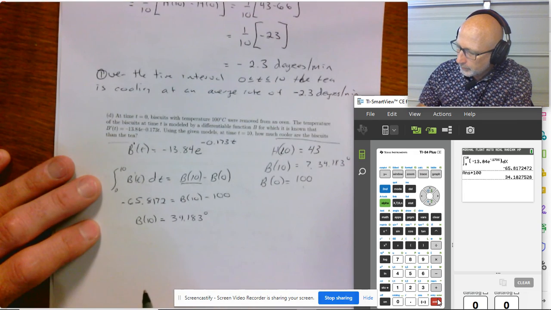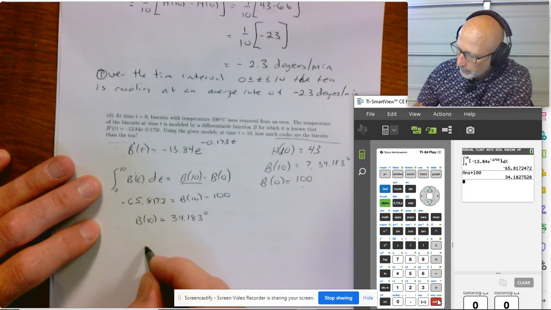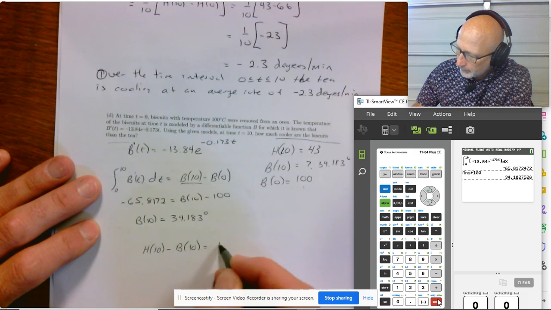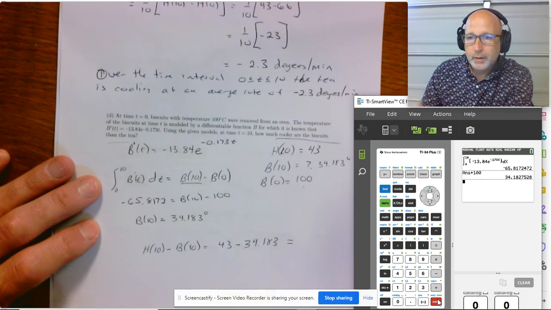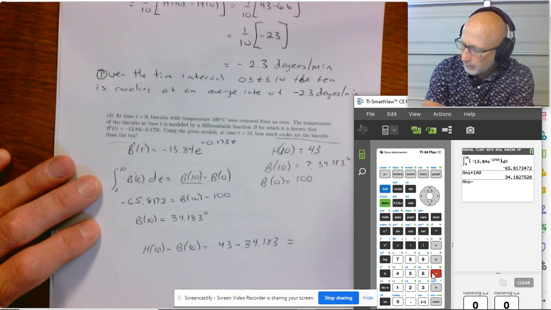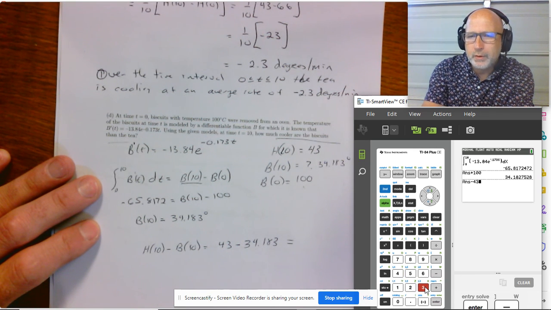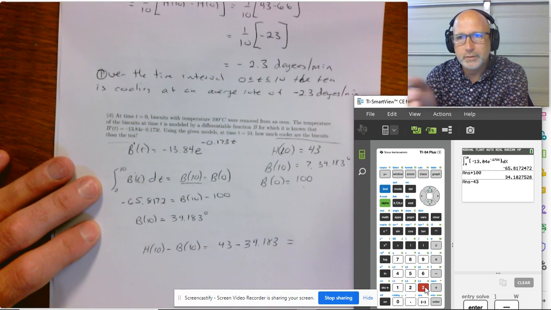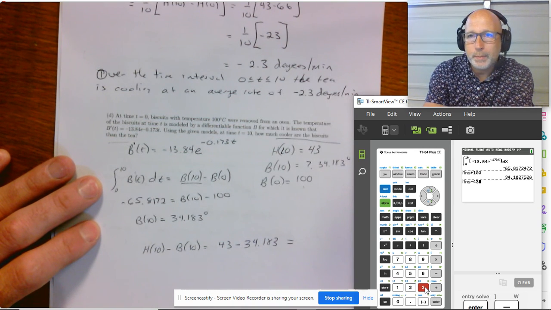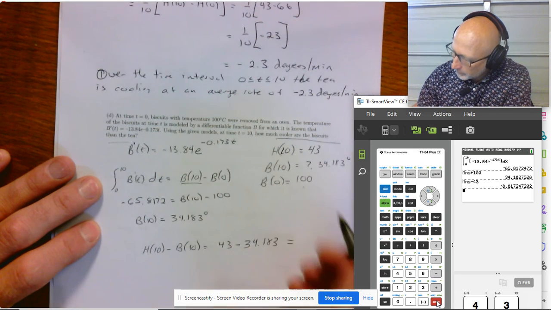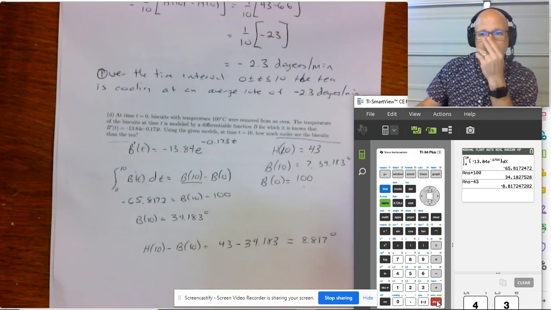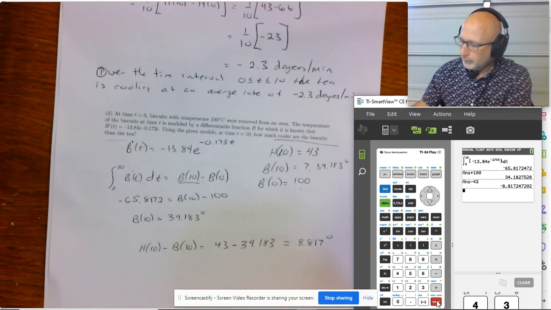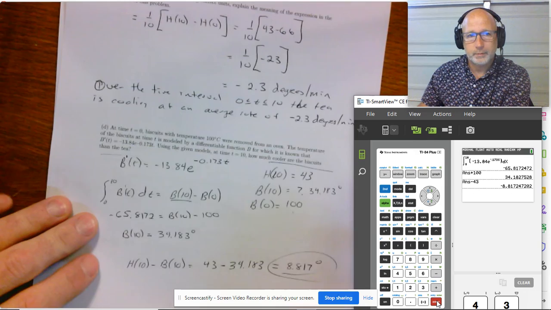So you have to subtract these two. H of 10 minus b of 10 is equal to 43 minus 34.183. I know I'm not going the same order here. That's okay. It's just the difference between the two. And I know my answer is going to be positive. Okay. So the answer is 8.817 degrees. That's the temperature difference between the two.